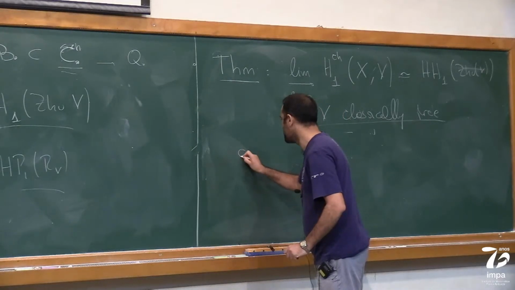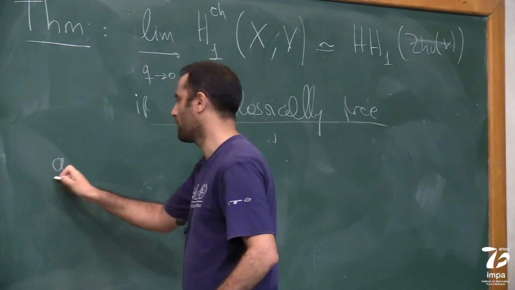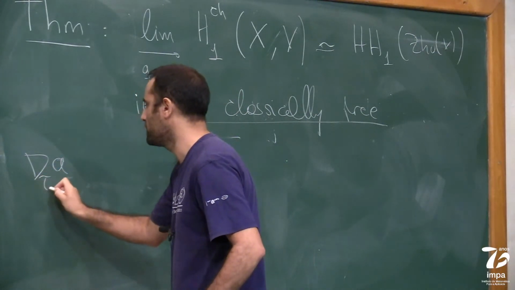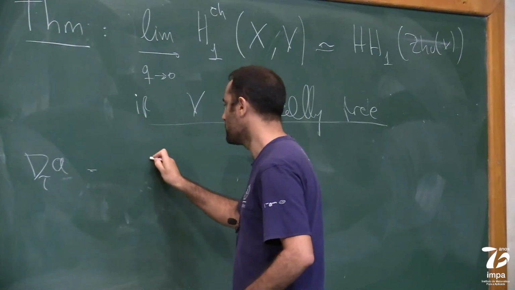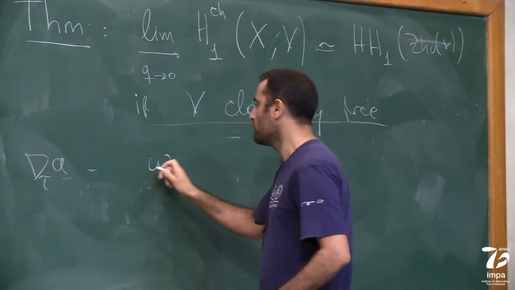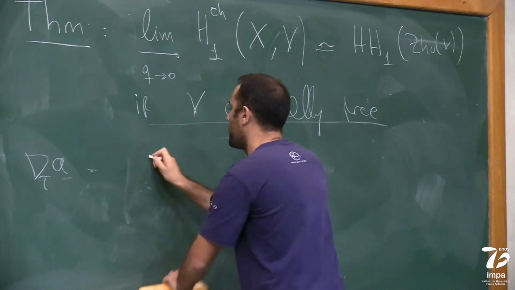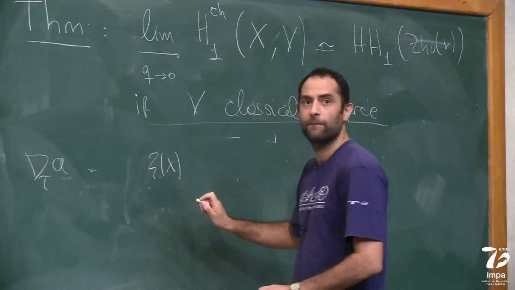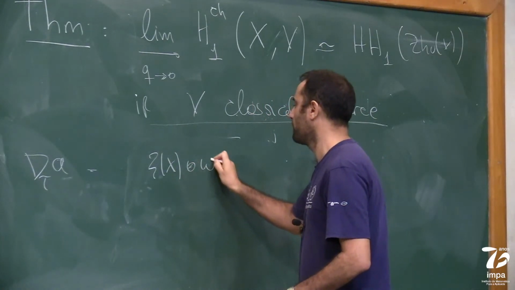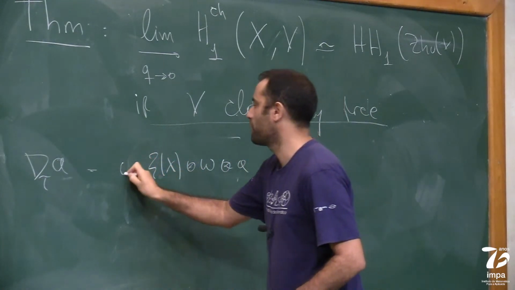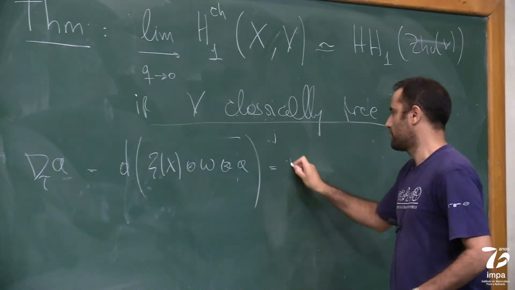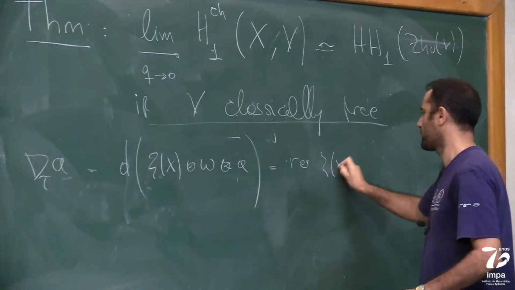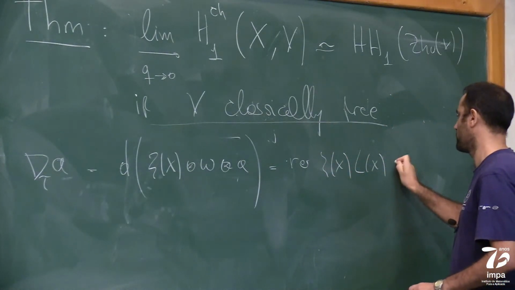If you have an element A, I wanted to define how d by d tau acts on an element in your vertex algebra, and I defined it like this. You take the conformal vector, a function that is not well defined on the elliptic curve, you take A, and you take the differential of that. So this is the residue of Z of X, L of X, applied to A.